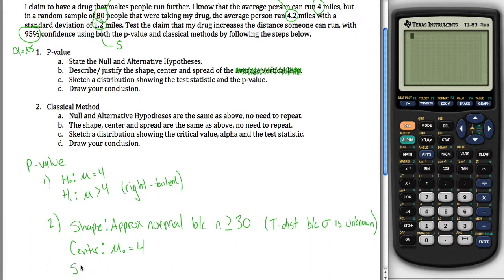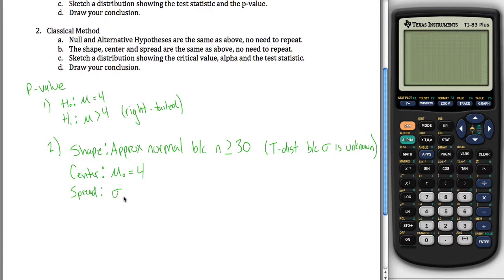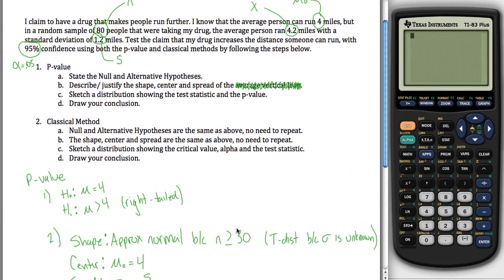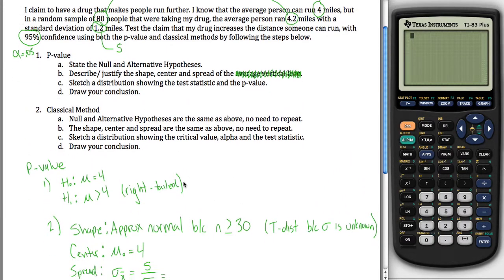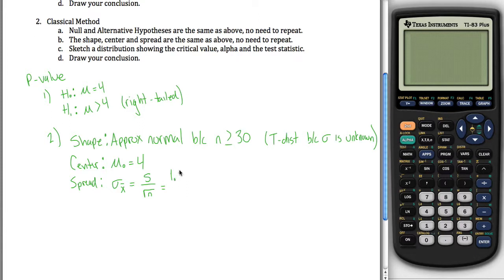And my spread, the symbol I will use for that is sigma sub x bar, because it's the standard deviation of my sampling distribution. And what that is s divided by the square root of n. S given to us in the problem as 1.2. And n is 80. So my spread is 1.2 divided by the square root of 80. You can figure out what that number is if you want. You don't have to.